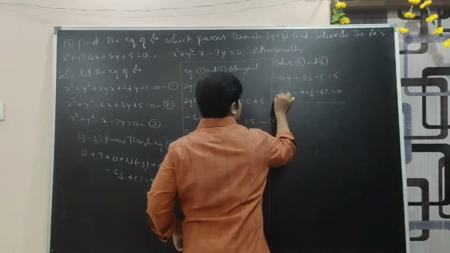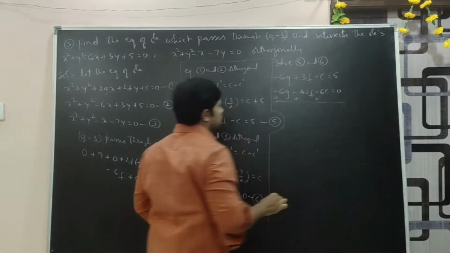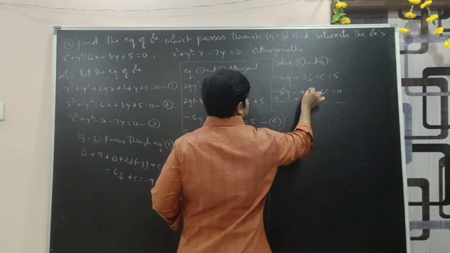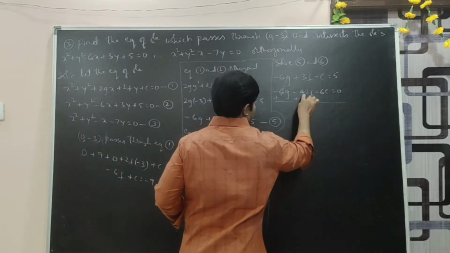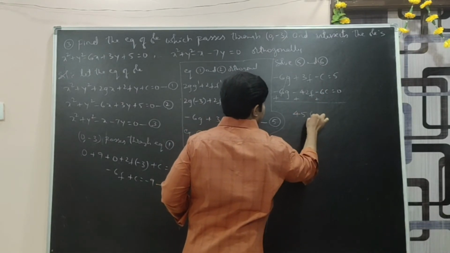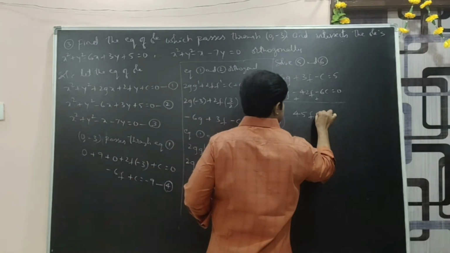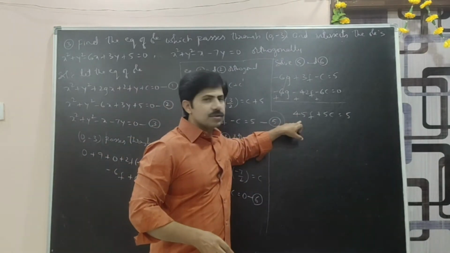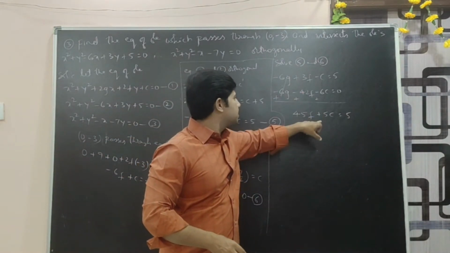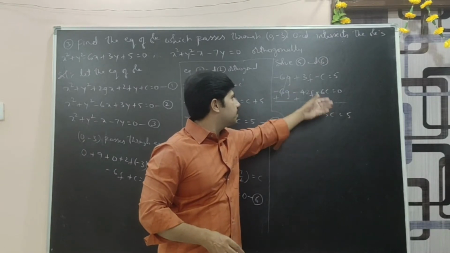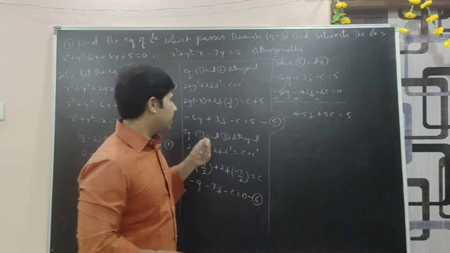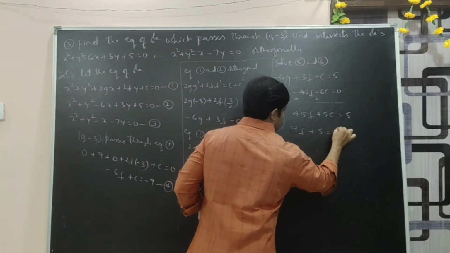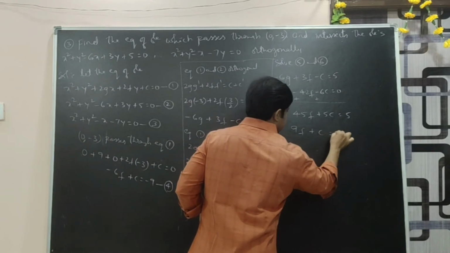So if we subtract, we change the signs, right? So now minus 6g plus 6g we can cancel. 42 plus 3 is 45f, then plus 5c is equal to 5. See, 42 plus 3 is 45f, and 6 minus plus 6 minus c is plus 5c and 5 as it is. So I'll take 5 common so that I'll get 5 9s are 45, 5 1s are 5, then c is equal to 1.